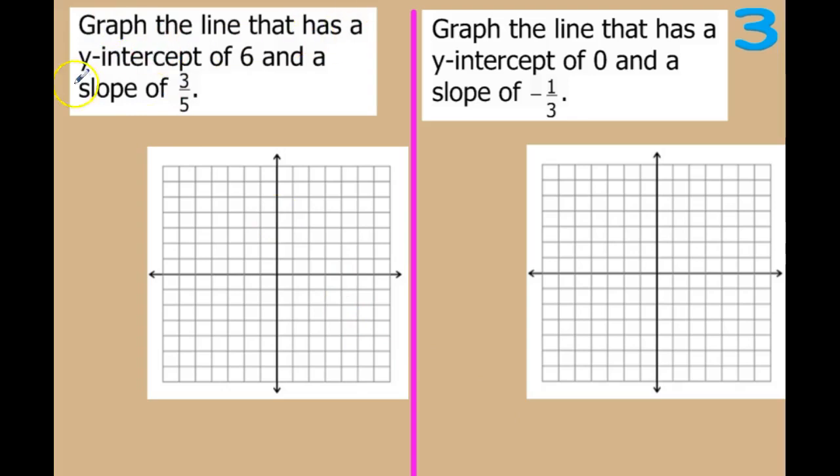Next, graph the line that has a y-intercept of 6. So on my y-axis, that's where we're going to begin. We're going to begin at 6. And then our slope is already a fraction. Our m is going to be 3 over 5.